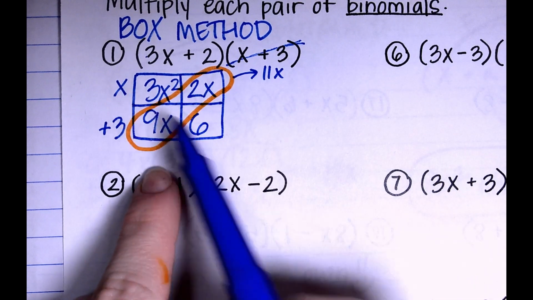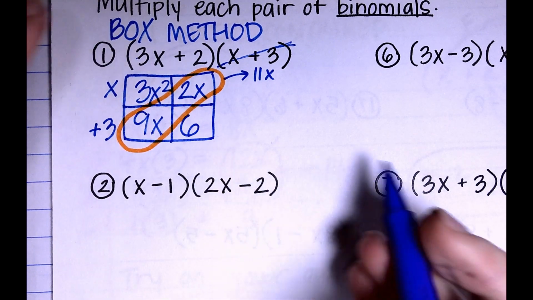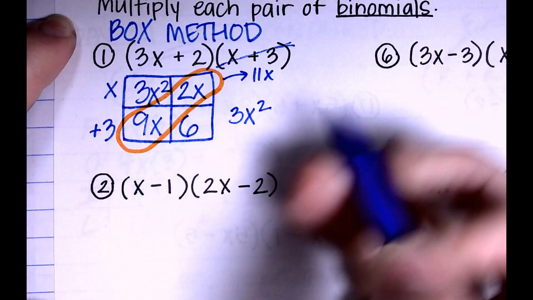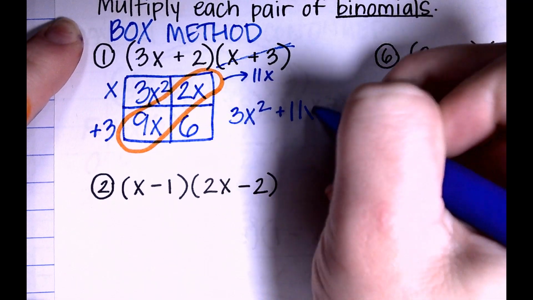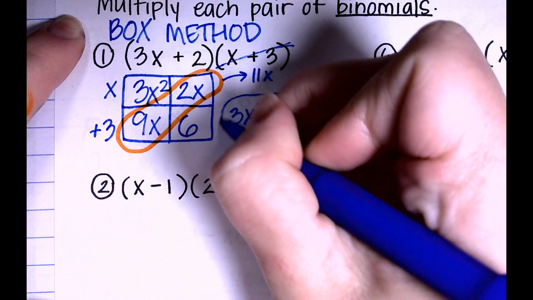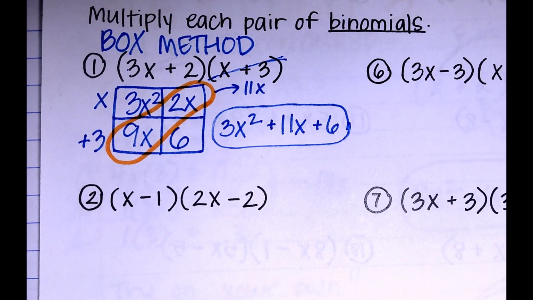So now we just bring everything out and write it in order again. We have 3x squared plus 11x plus 6. So that's another method. You can do it that way too.